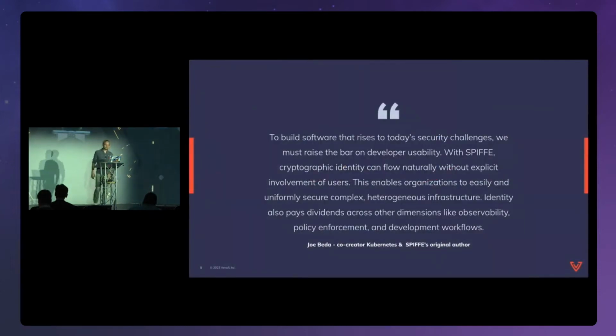I put a quote from Joe Beda, who is the co-creator of Kubernetes and SPIFFE's original author, and it summarizes exactly the previous items we talked about. It's very important to deliver a great usability experience to improve the rate of adoption. SPIFFE is also a solution that works everywhere, on-premise and in cloud, serverless and even in the mainframe. The advantages SPIFFE gives on observability and policy enforcement are unprecedented.